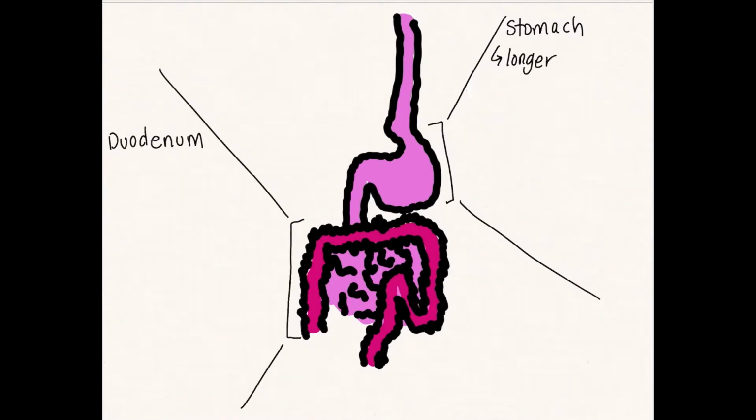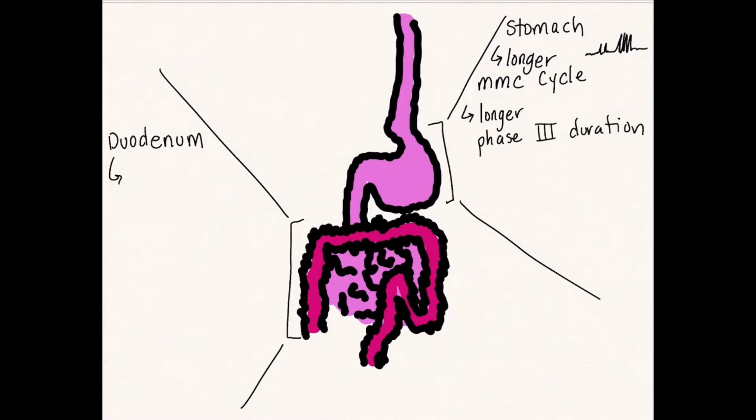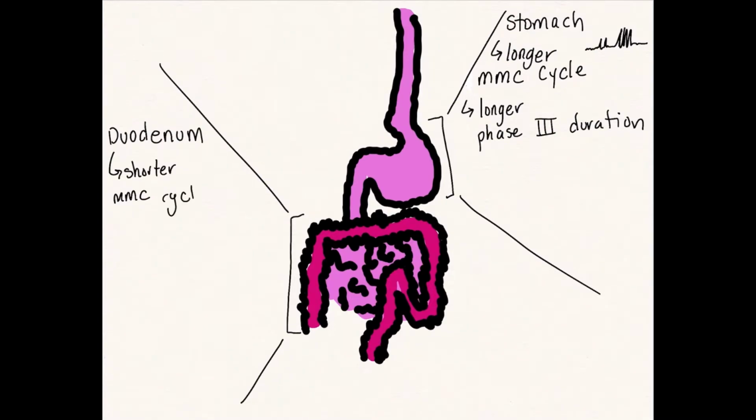When phase 3 is initiated in the stomach, the MMC cycle duration and length of phase 3 activity are substantially longer. This results in an increase in migration velocity. When phase 3 activity originates in the duodenum, the overall MMC cycle is shorter. Additionally, phase 3 activity is weaker in both contractile frequency and migration velocity.